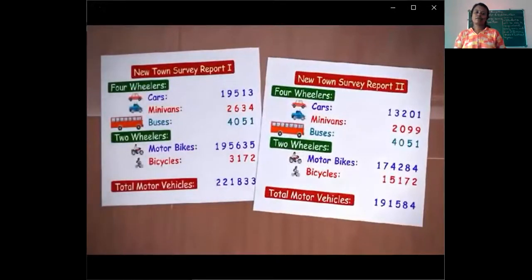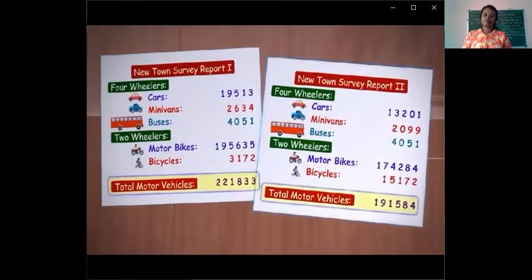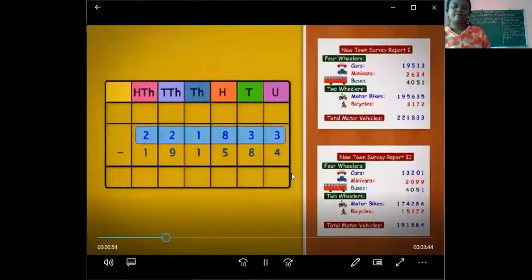Here's the report of Survey 1, which was conducted 2 months ago, and here's the report of Survey 2, which was conducted recently after the social awareness campaign to curb pollution. If we compare the figures with the old report, we can definitely say that the number of motor vehicles has reduced. But by how many? Let's subtract to find out.